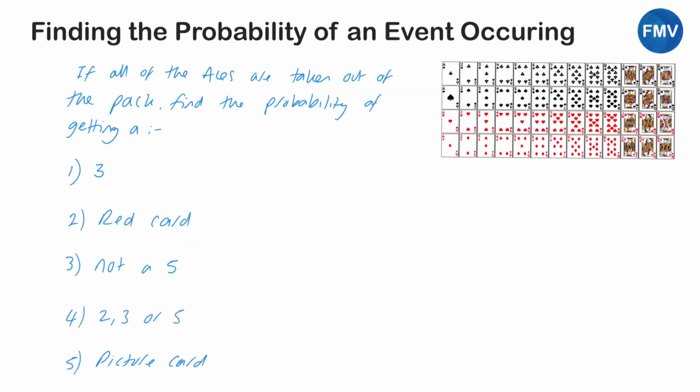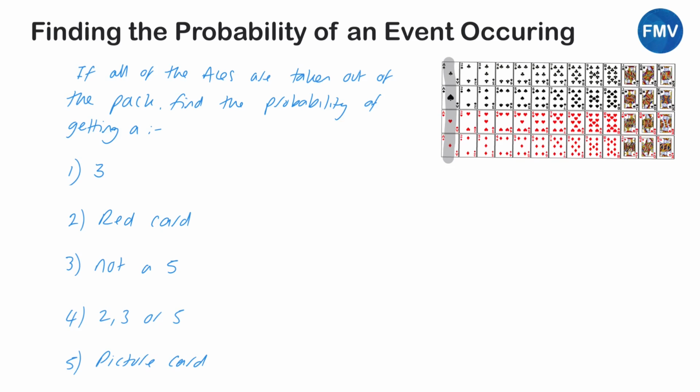So I've left the diagram at the top right. The question here says, if all of the aces are taken out of the pack, here we go. This is really important. So we're not actually going to use the aces. So what we need to do here is put a line through them. Now we've done that, what is the chance of getting a three?